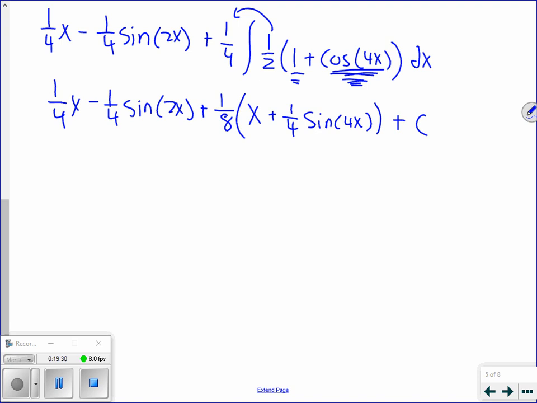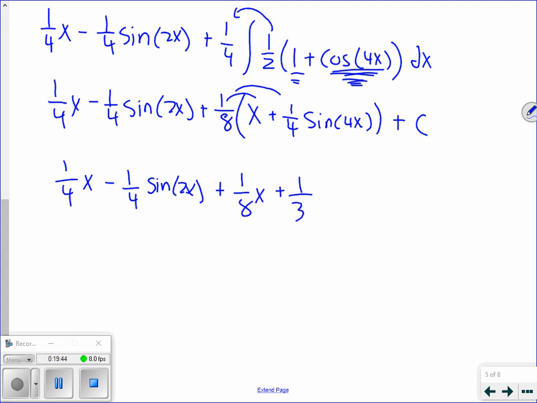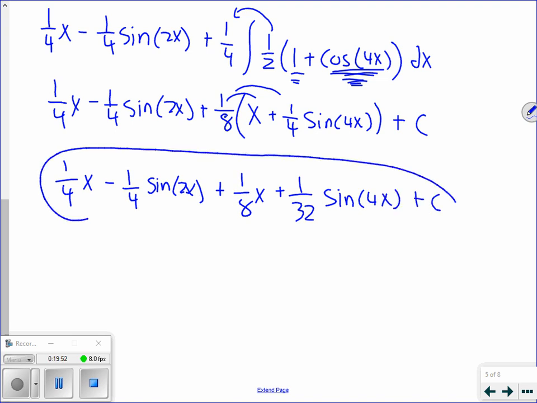Now, I'm okay with you leaving it this way, but if you want to combine like terms, you can. Honestly, you can leave it the step before, but I'll distribute the 1/8. Why not? So how about 1/8 x plus 1/32 sine of 4x. Now at least everything's distributed, plus c. So the big thing to take away from here: even sine or cosine, you use power reduction.